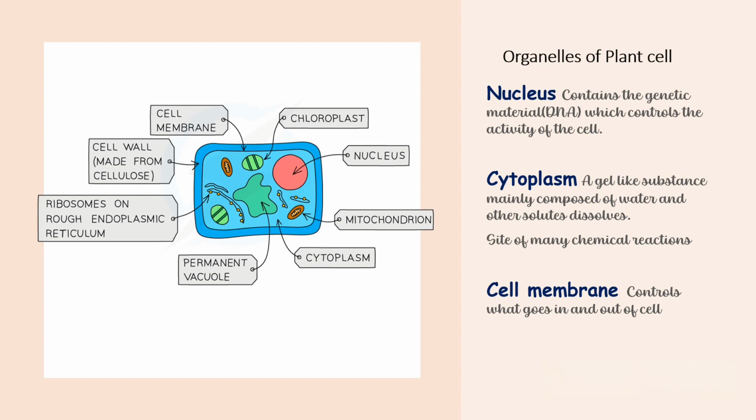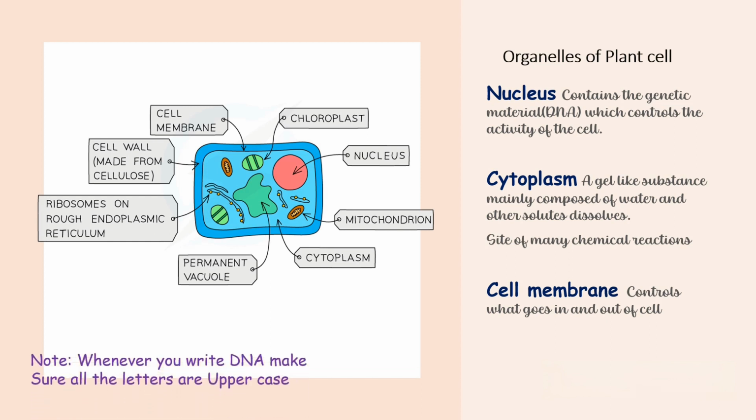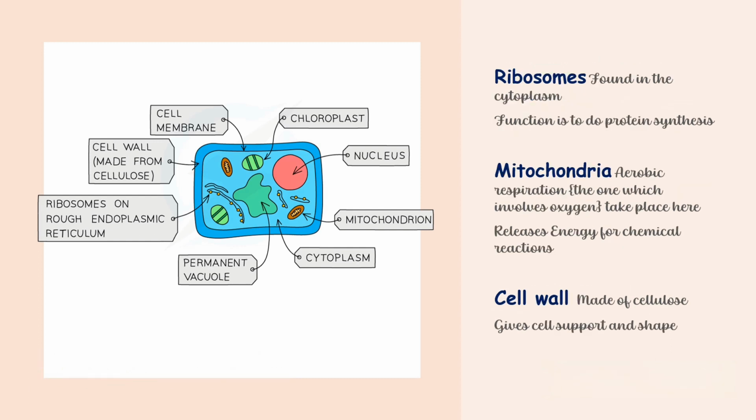Cell membrane. The cell membrane acts like a security guard, controlling what goes in and out of the cell. It allows nutrients to enter the cell and waste to exit, keeping the cell functioning properly. Note: whenever you write DNA, make sure all the letters are uppercase.